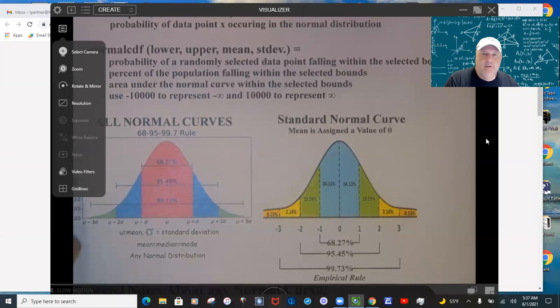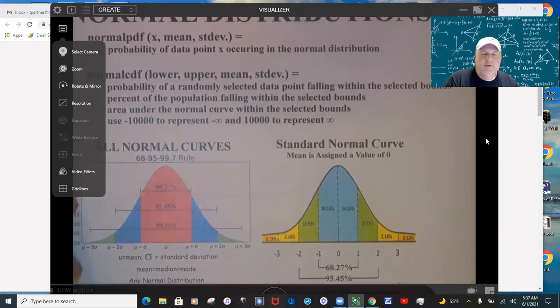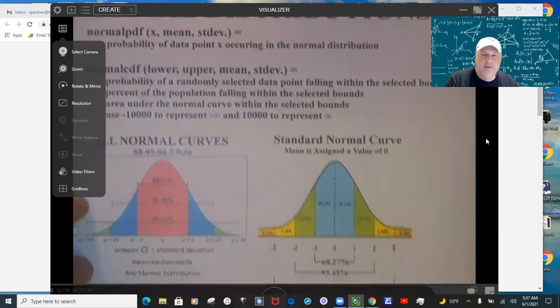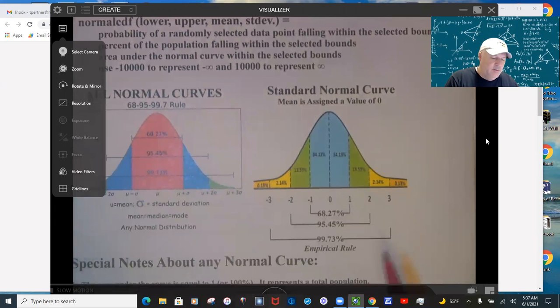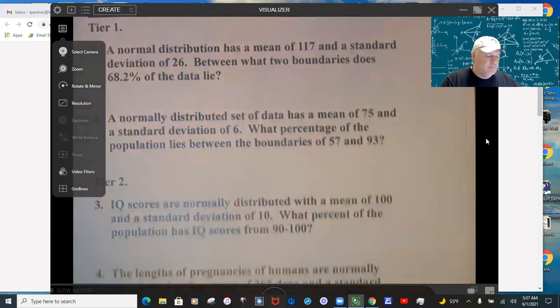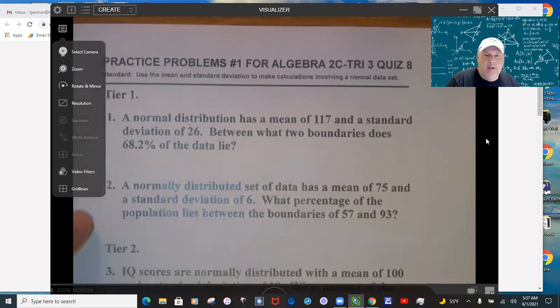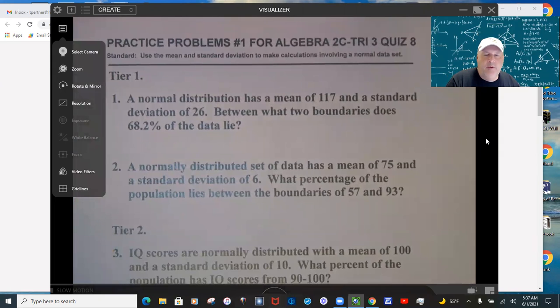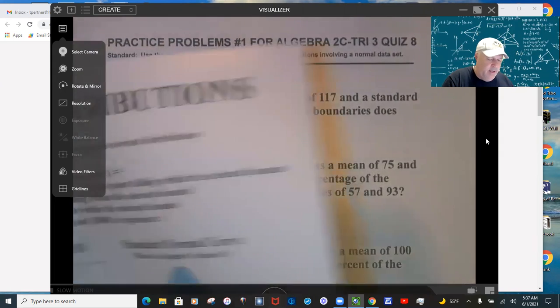These are the solutions for the first practice quiz for quiz 8 in the third trimester. So on questions 1 and 2, you're using the empirical rule diagram to answer the questions. So between what two boundary values does 68.2% of the data lie? So that's one standard deviation away.